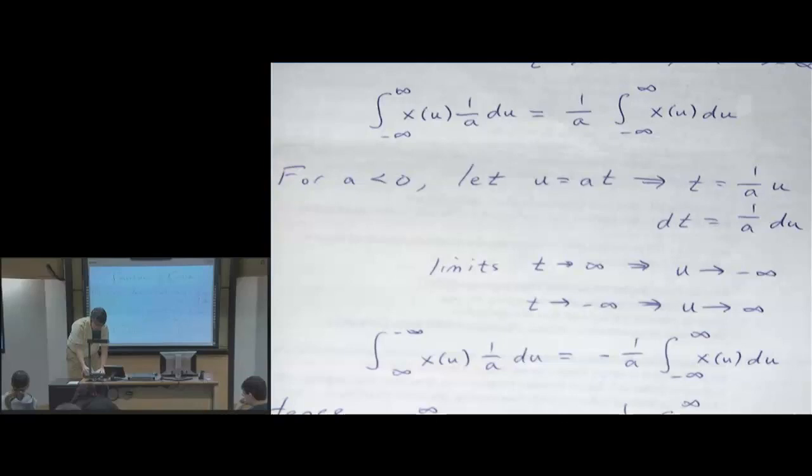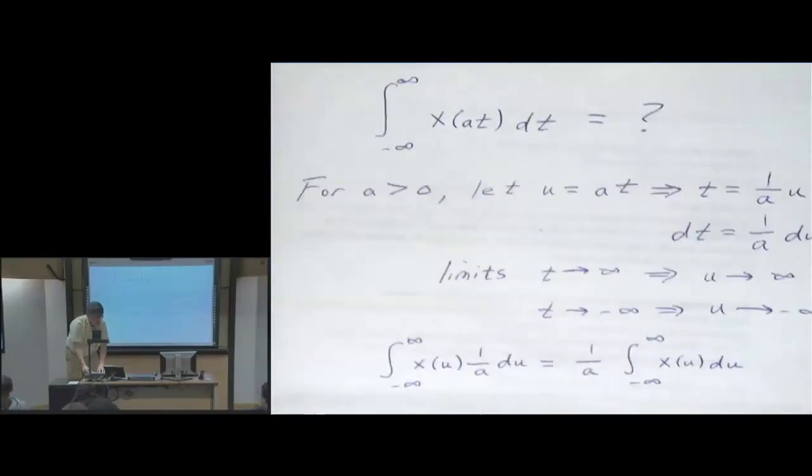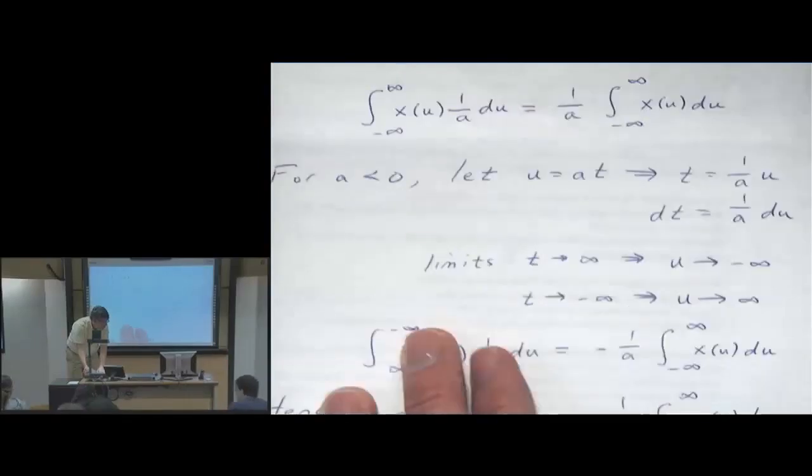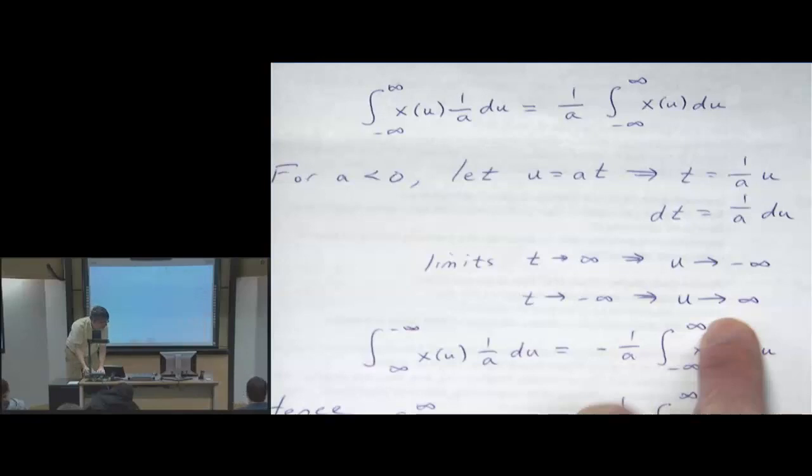Sorry. When a is less than 0, look at what happens to the limits. The original integration is from minus infinity to infinity. When I substitute in t equals 1 over a times u, I then have to look at what happens to the limit. As t goes to infinity, u goes to minus infinity because a is negative. That's one. I get a sign change. So here I'm integrating from infinity to minus infinity; to switch that and make it what we would prefer, which is minus infinity to infinity, we then simply negate.